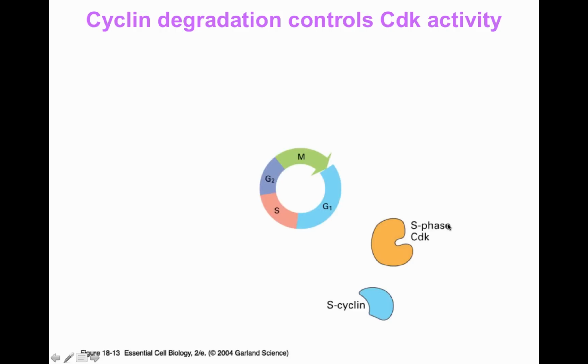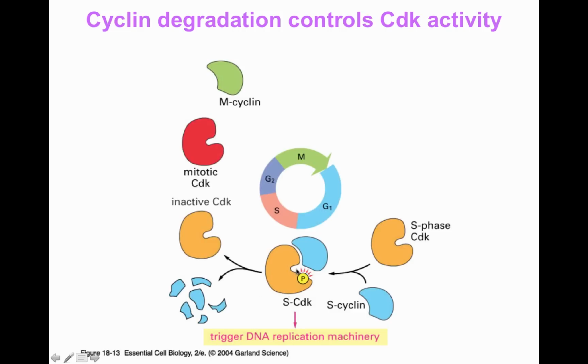So in this image, what you have is the S-phase CDK that is going to bind to the S-cyclin, which is going to eventually be phosphorylated and dephosphorylated, allowing an active S-CDK complex that is going to trigger DNA replication in the cell. And eventually, the S-cyclin in that complex will be targeted by ubiquitin for degradation, now releasing the inactive S-phase CDK.